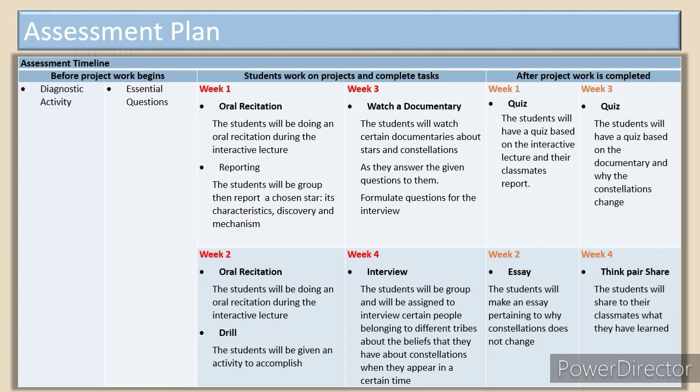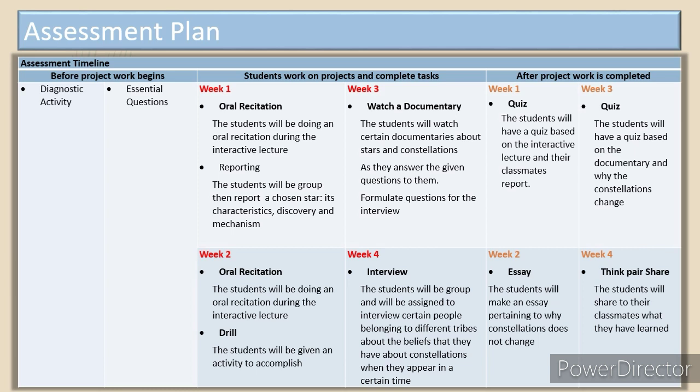And week 4, I have said, would be interview. The students will be grouped and will be assigned to interview certain people belonging to different tribes about the beliefs that they have about constellations when they appear at a certain time.